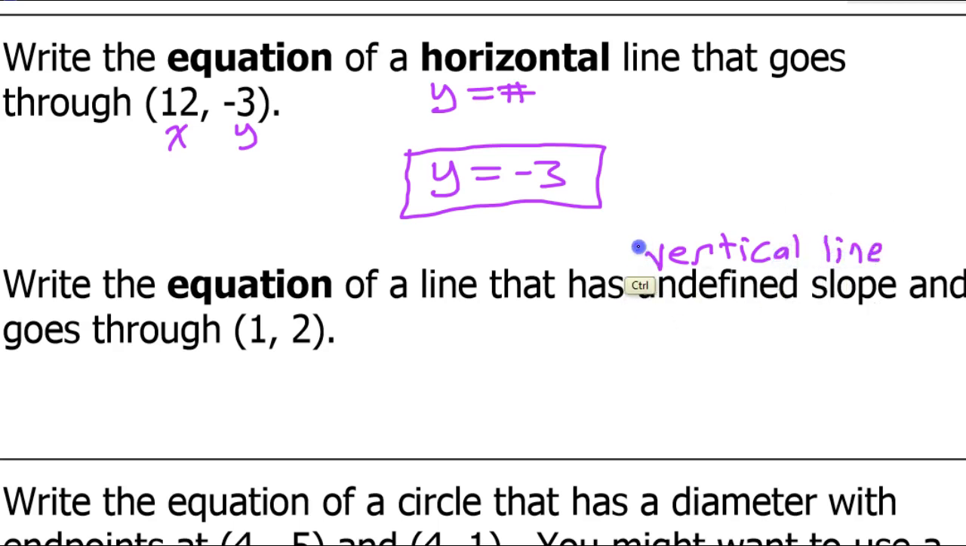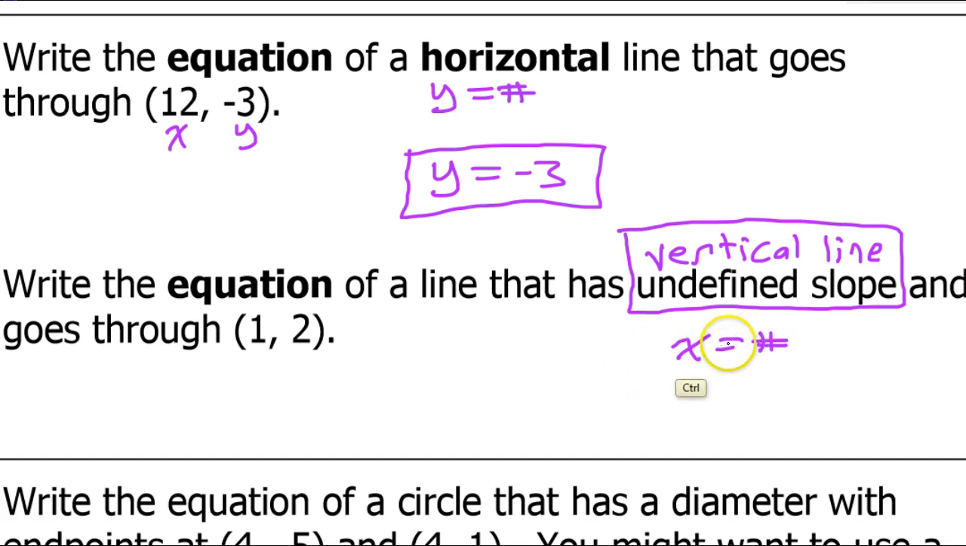Okay, because a vertical line has undefined slope. All right, these two sort of go together. Now, a vertical line always has the equation x equals some number, like x equals 5 or x equals negative 3, something like that. So if I know it's going to be x equals something, which one of these numbers do you think I'm going to use?